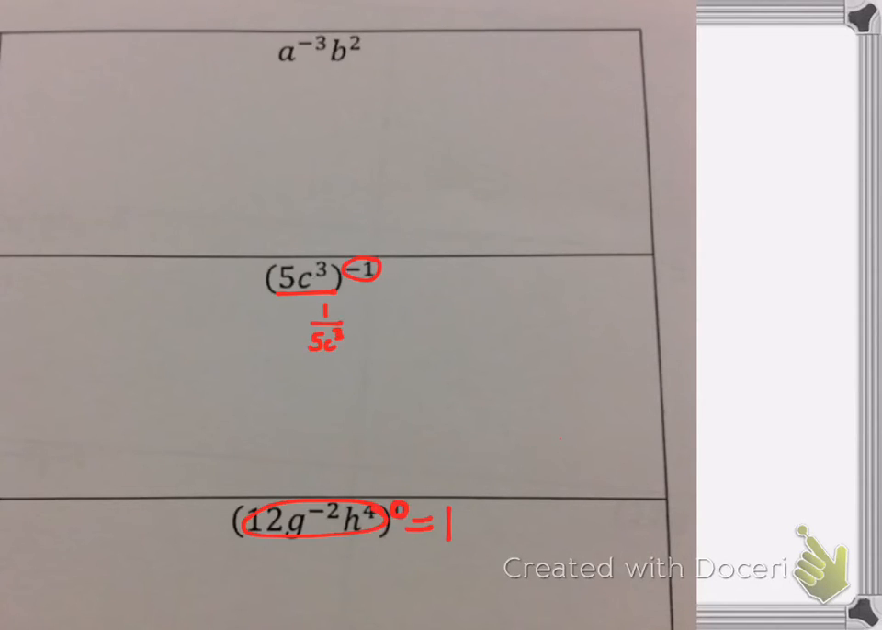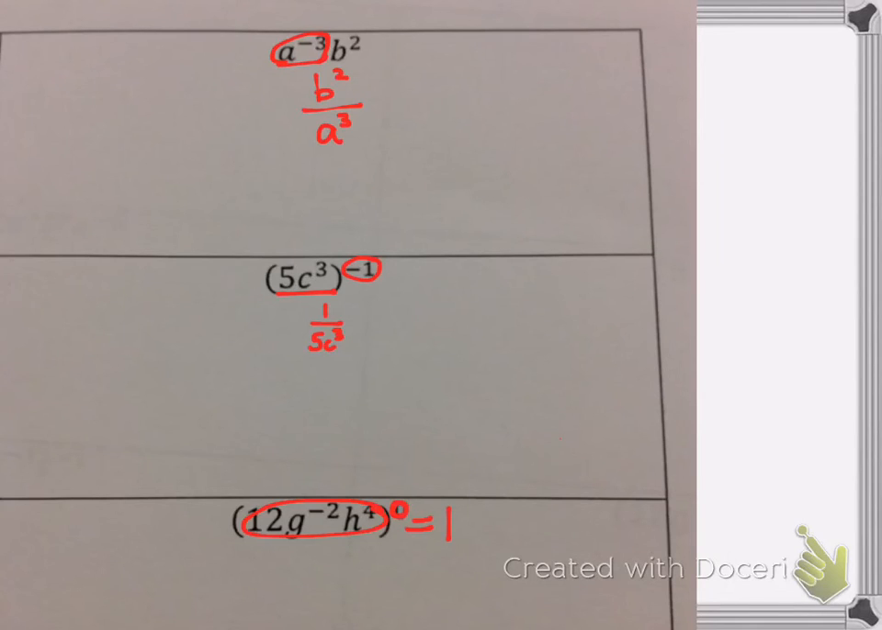Then the last problem up here at the top of this other row, sorry, I started at the bottom and went to the top, but here we go. We have a negative power on the a and a positive power on the b, so the b gets to stay on the top and the a gets to move to the bottom with its positive power on it.